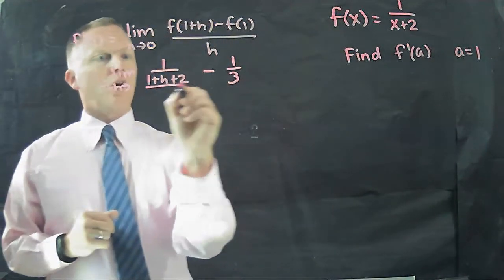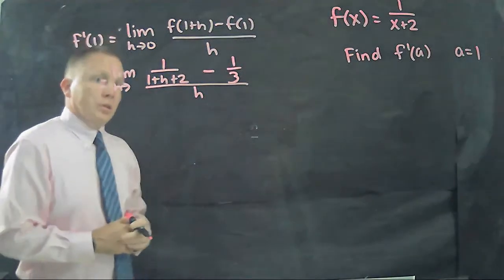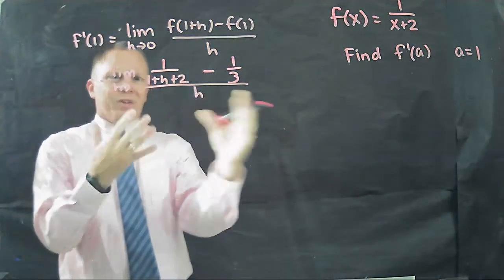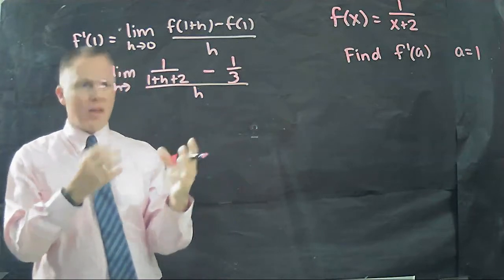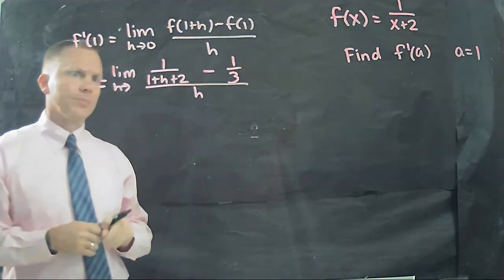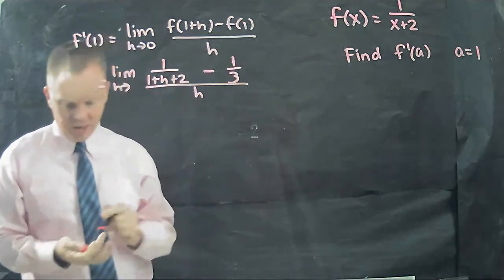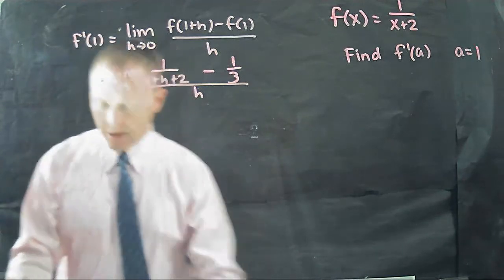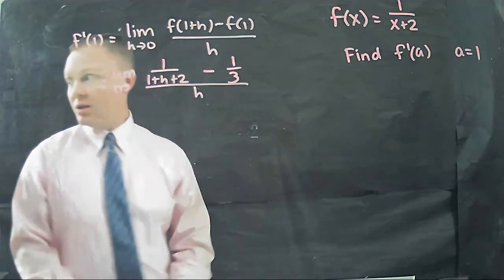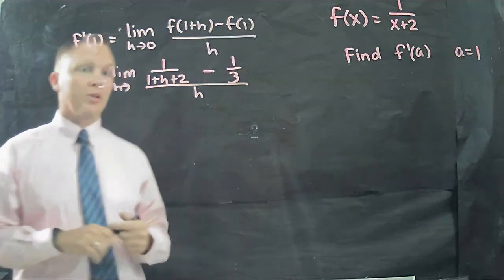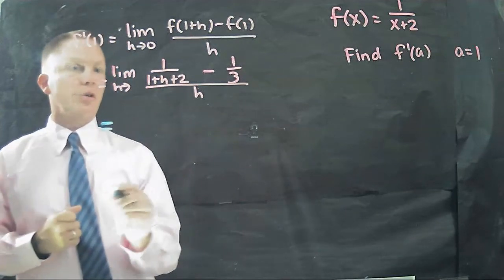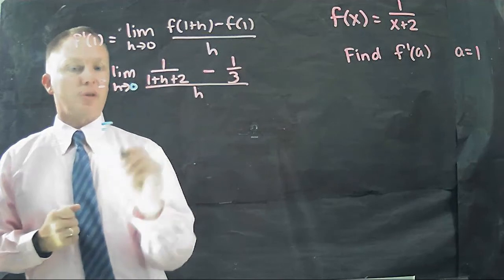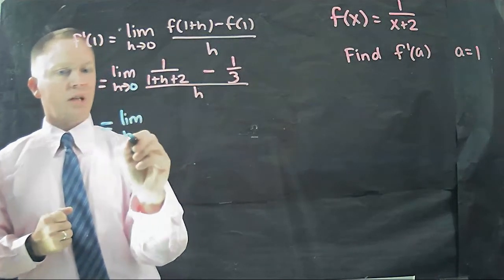And then this is still all over h. So you can now see that the algebra here is going to be kind of uglier than it was a minute ago. You've got these fractions inside fractions, and it's kind of yucky. I'm going to switch colors here because this is blending into my shirt. That should be a 0 there. So we're still looking at the limit as h goes to 0.